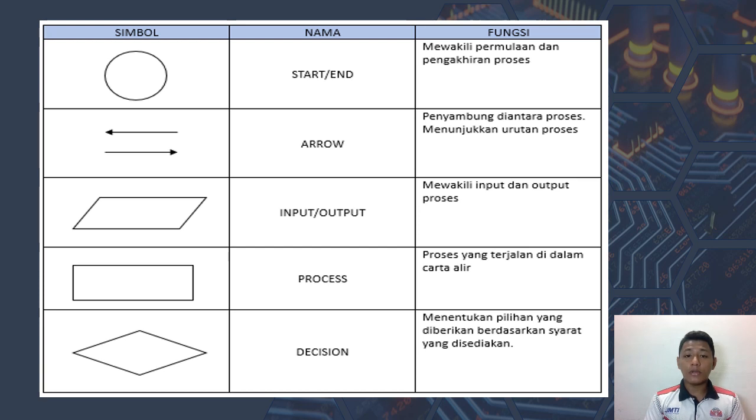these are the symbols commonly used in a flowchart. Circles are for start and end. Arrows are used to indicate the relationship between the processes. Rectangles are normally used for input, outputs, or process. And finally, diamond shapes are used for decision making.